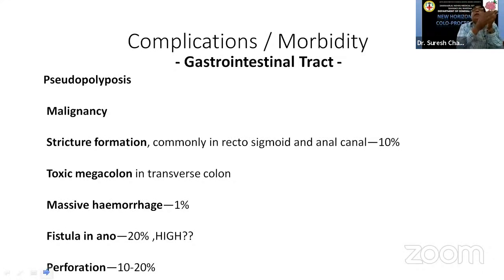Now the complications pertain to the gastrointestinal tract. Instead of gastro, I will say intestinal. Stomach is not involved in ulcerative colitis. So intestinal and extra-intestinal. Pseudopolyposis, malignancy, stricture formation, toxic megacolon, massive hemorrhage, that is only 1% of cases. So that's why emergency surgery is rarely done in ulcerative colitis. Yes, fistula in ano, 20% of cases, usually high from the rectum. And perforation, 10 to 20% of cases, you can have perforation.